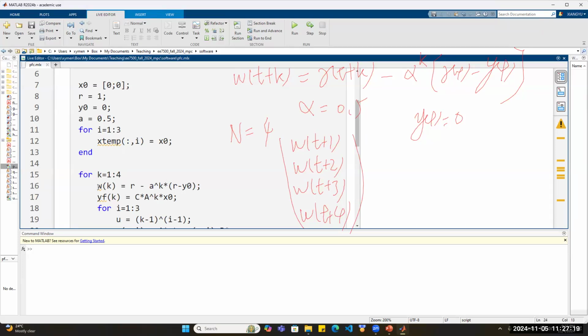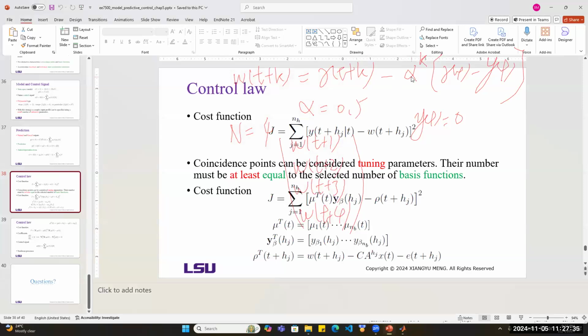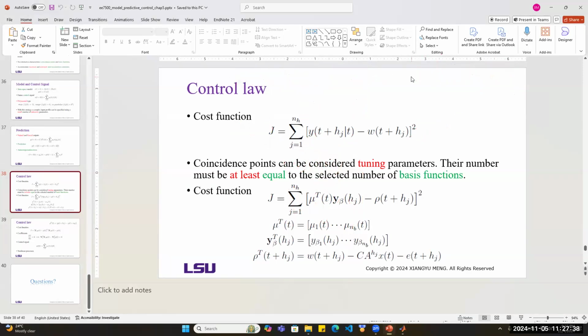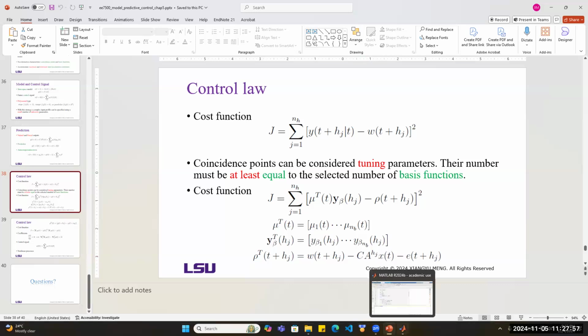So we use this to calculate w at t+1, t+2, t+3, and t+4, and the prediction horizon N is 4. Then we can also calculate the free response. Even though we assume the initial state at time t is 0, at the next time t+1, x(t+1) will not be 0, so we still need to calculate the natural response.